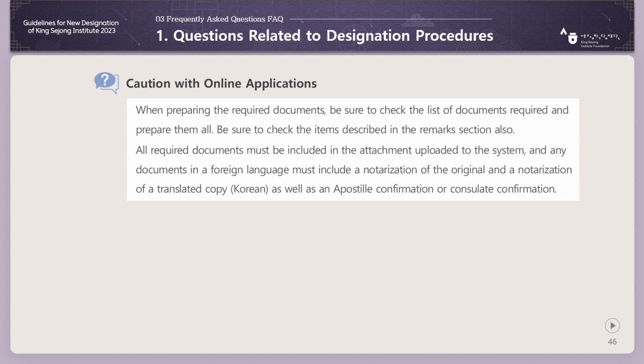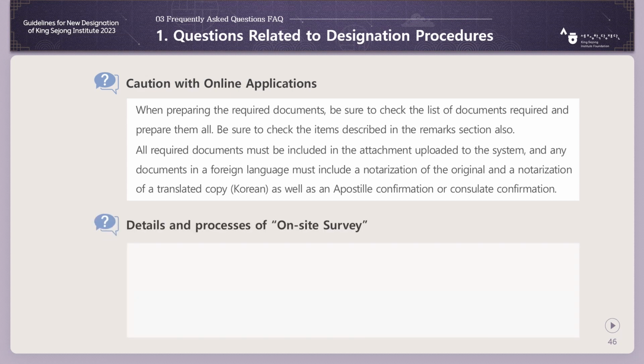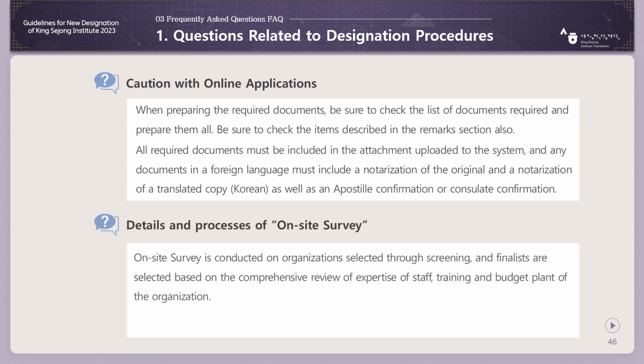confirmation or consulate confirmation. On-site survey is conducted on organizations selected through screening, and finalists are selected based on the comprehensive review of expertise of staff, training, and budget plan of the organization. Local operating organization will be visiting, and in case of linkage type, a domestic operating organization must attend the on-site survey.